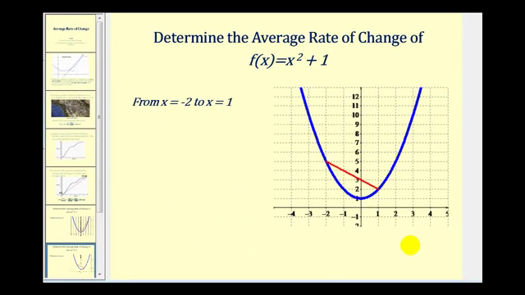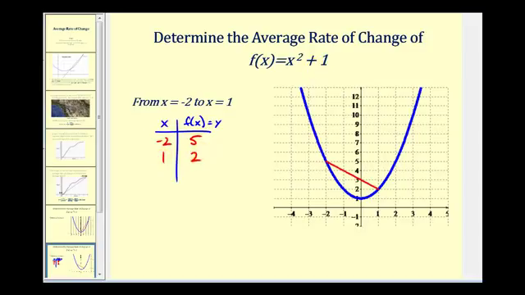Let's take a look at one more example where we have the same function, but now we want the average rate of change from x equals -2 to x equals 1. So start by filling out our t-table for x equals -2 and x equals 1, and then we'll find f of x, which again is the same as y. So when x equals -2, we'll have -2 squared, that's 4 plus 1, so y will be 5. And then when x is 1, we'll have 1 squared plus 1, that'll give us 2.